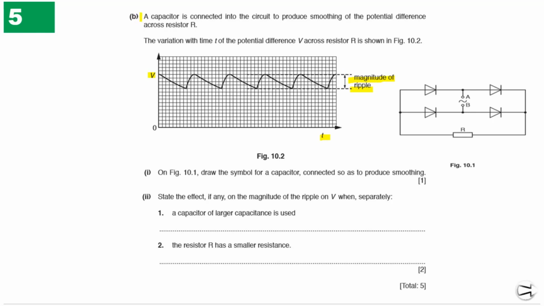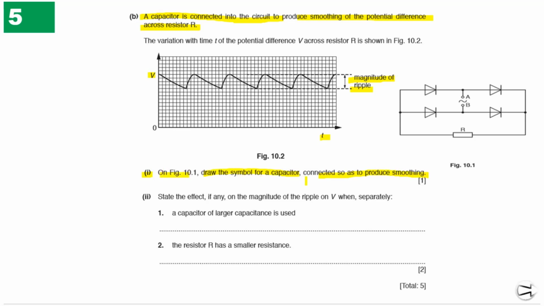And it is also given to us that a capacitor is connected into the circuit to produce smoothing of the potential difference across a resistor. This is a very important point: across the resistor. For B1, we simply need to draw the symbol for a capacitor connected so as to produce smoothing on figure 10.1.